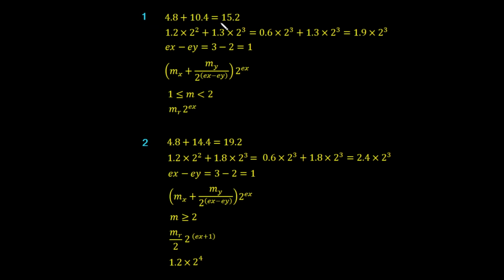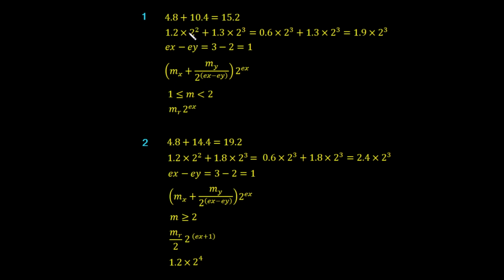4.8 plus 10.4 gives us 15.2. So the 4.8 can be written as 1.2 times 2 to the 2, and the 10.4 can be written as 1.3 times 2 to the 3. Now in order to add these together, we're going to have to make sure the exponents are the same. So we're going to make the smallest exponent equal to the largest exponent.